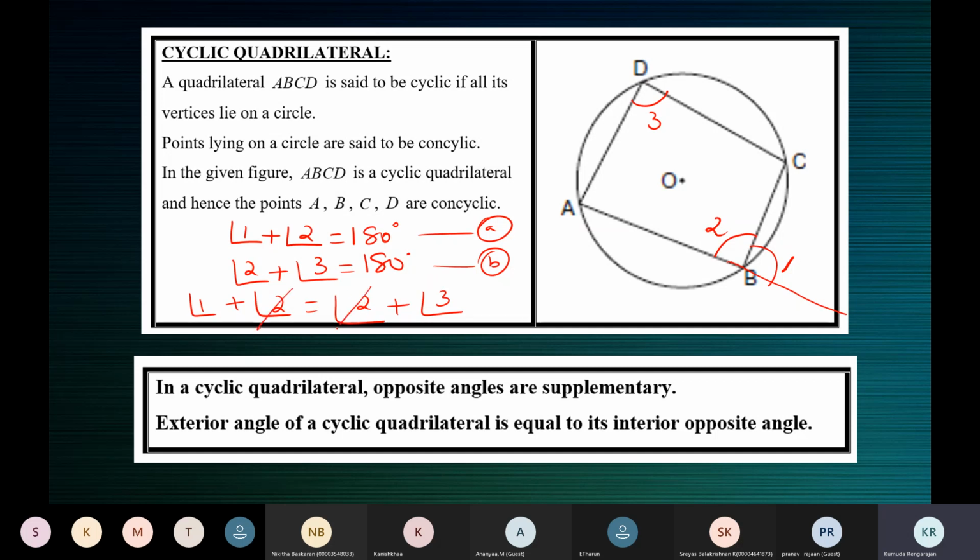Angle 2 on either side gets cancelled. So what is the result we have? Angle 1 is equal to angle 3. That proves the property. So we have the result angle 1 is equal to angle 3. Angle 1, the exterior angle, is equal to angle 3, the interior opposite angle.